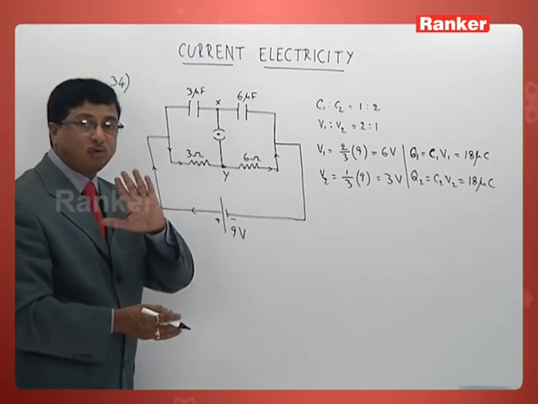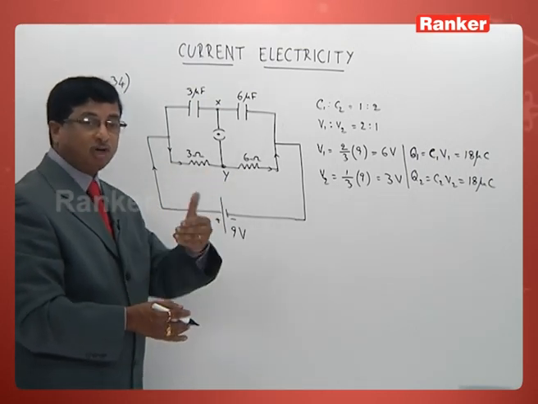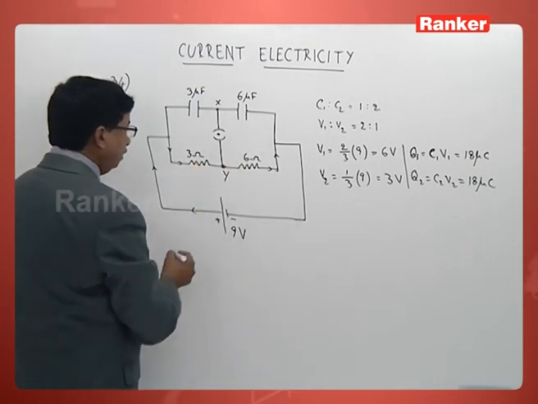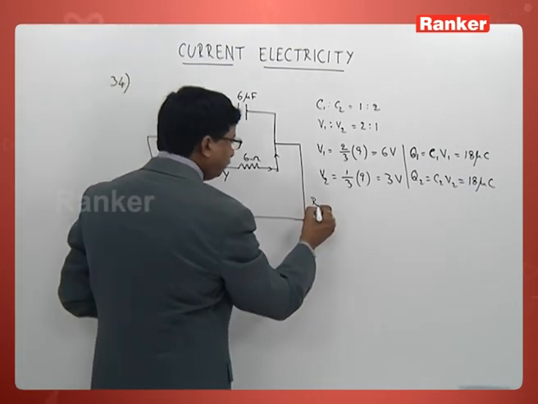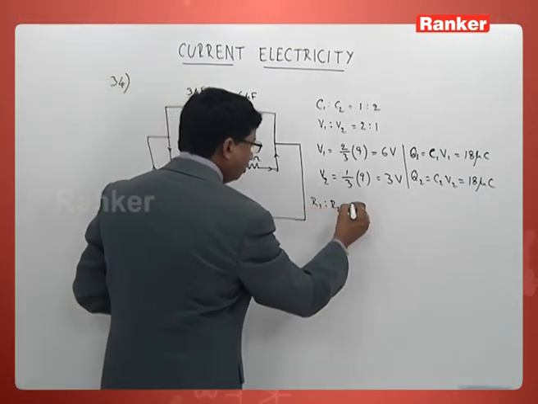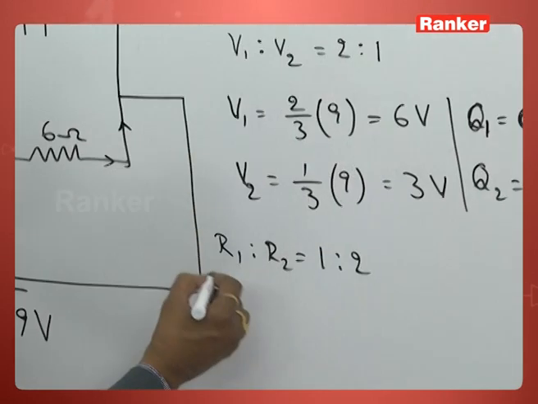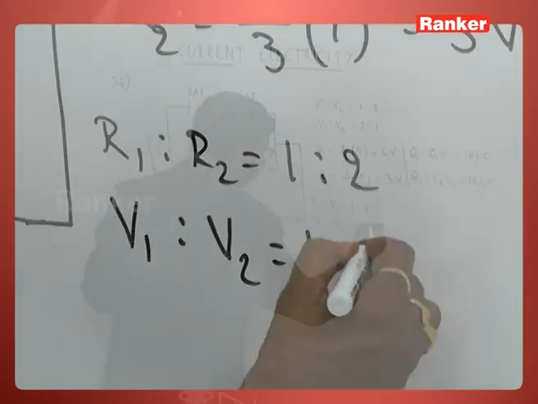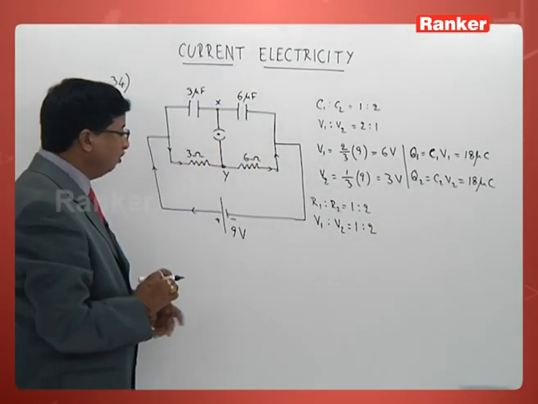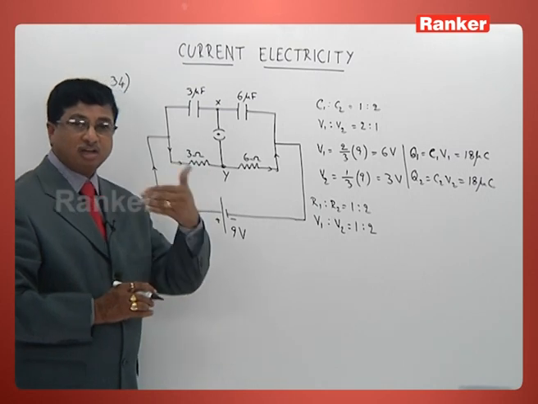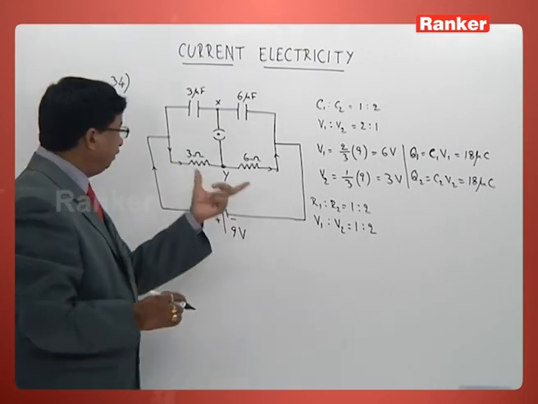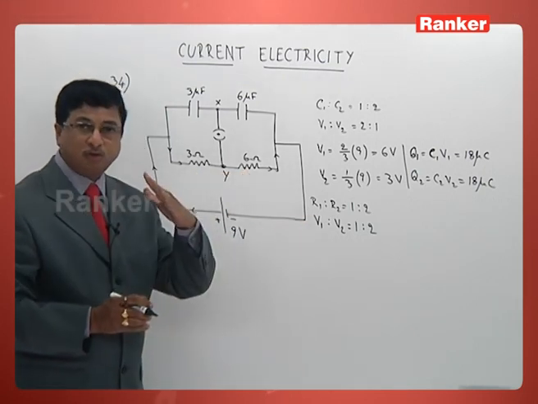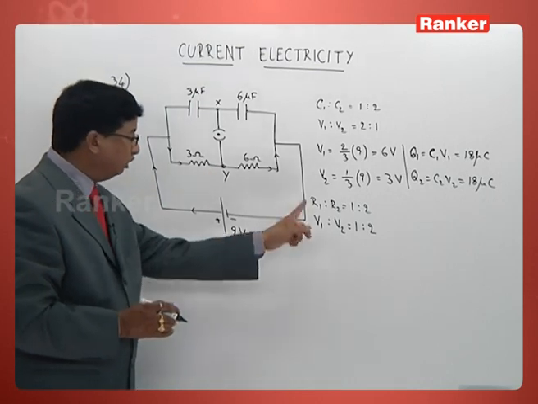In fact, we don't want that here. What we just want is the ratio of their resistances. If you take R1 is to R2, it now becomes 1 is to 2. But what would be V1 is to V2 now? This is also 1 is to 2. Because V is equal to IR when I consider Ohm's law. I is constant when they are connected in series. So V and R are directly proportional to each other.